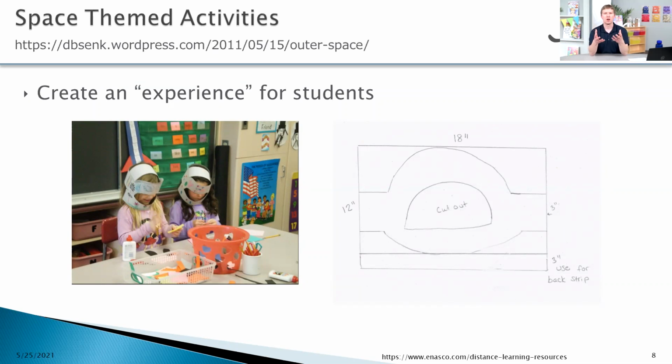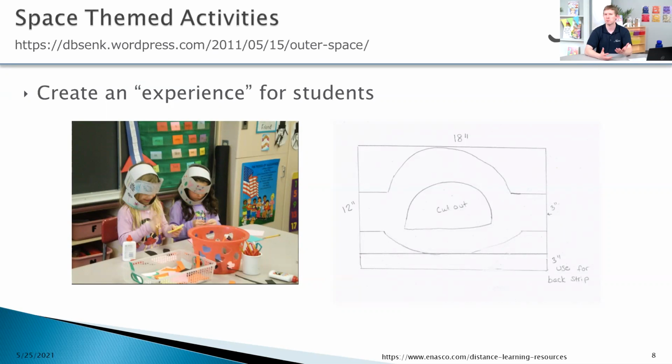Like in this case, creating an atmosphere for students to learn about space and how this ties to mathematics. This is a different template that we have here, with this diagram. Are they able to read diagrams and understand what those two lines mean? Is that inches? Is that feet? And then how do we actually use this template to build something like a helmet that they can actually use in this experience?